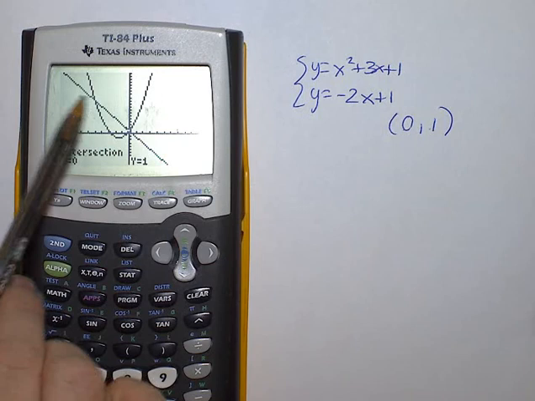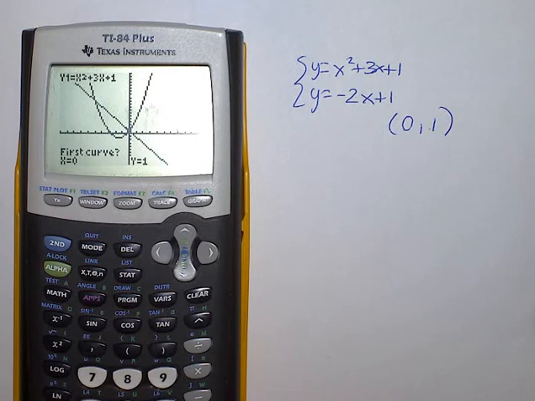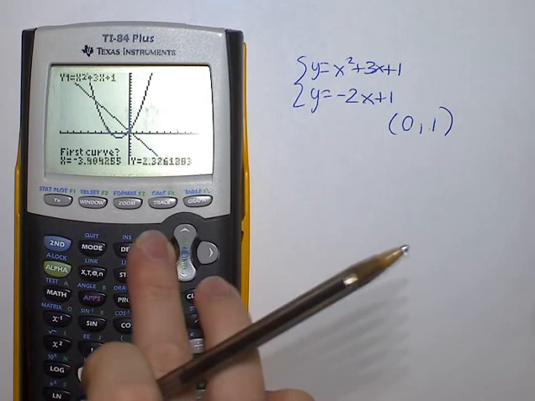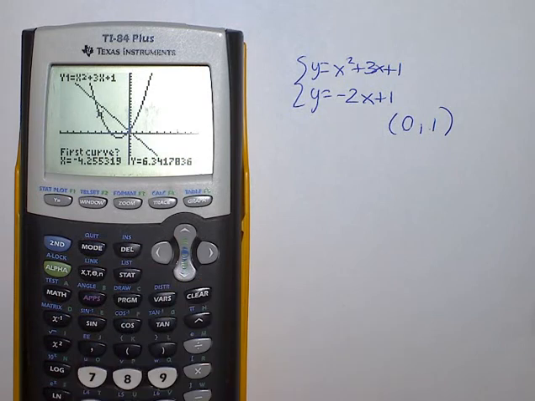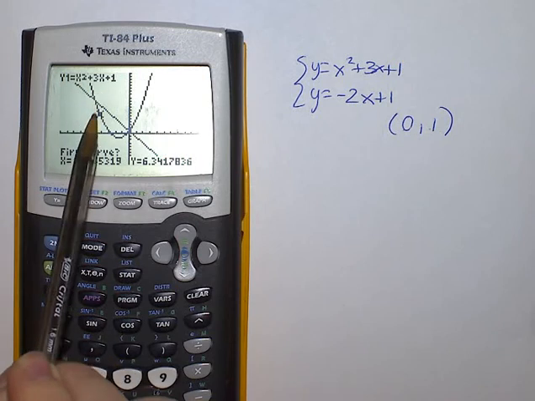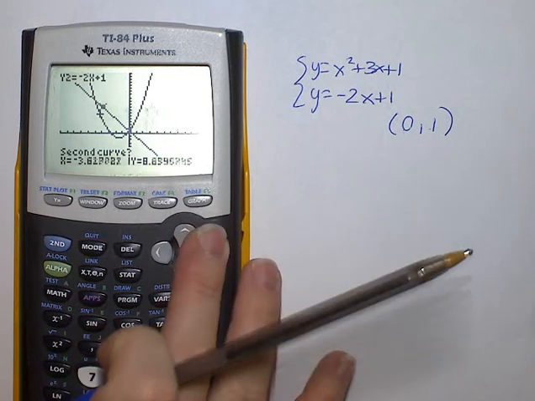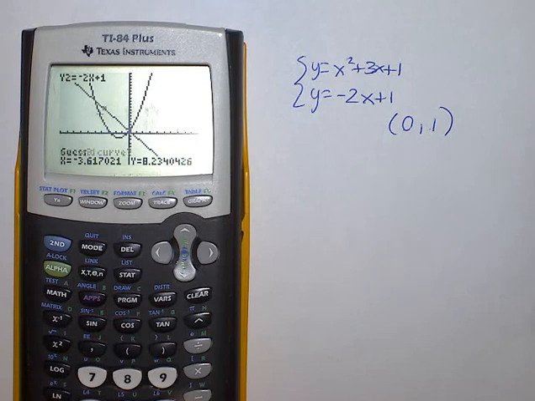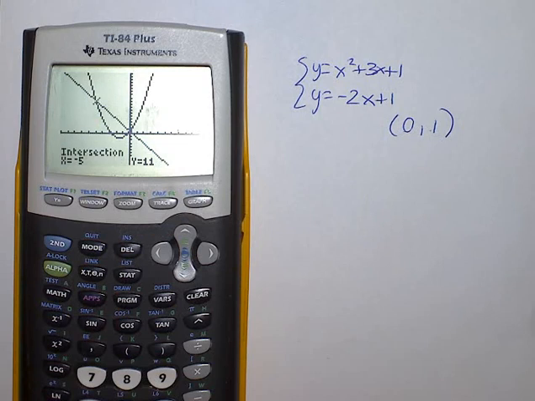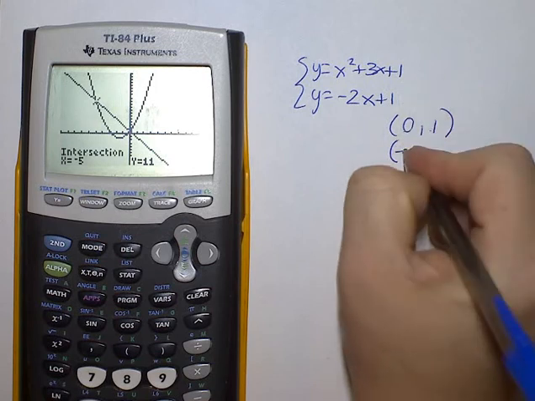Let's find the second intersecting point. Second trace, intersect. I need to use these cursors to move closer in position to where they're going to intersect. First curve just refers to the first equation we put in, which was the quadratic equation. So it's near the intersecting point, and I'm on the first curve. I press enter. It automatically jumps to the second curve. I press enter again. Then I go over the top of the intersection, and I press enter once again. It's nice because I don't have to round to the nearest tenth. They're nice integers. The second intersecting point is (-5, 11).